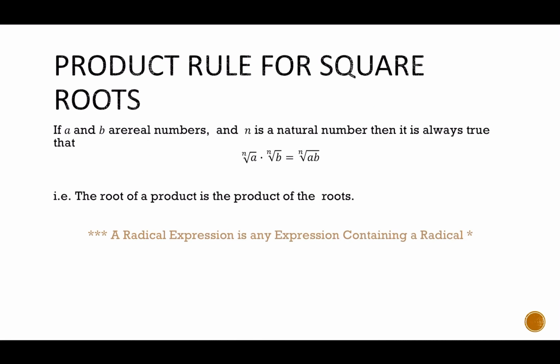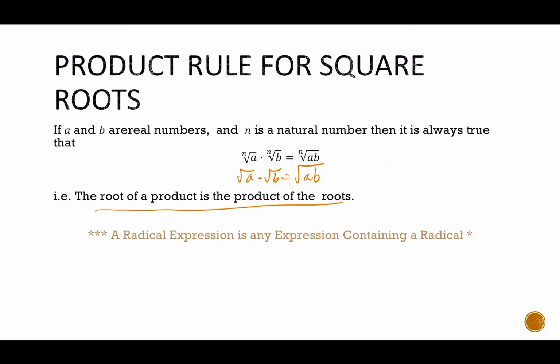Next, we need to know the product rule for square roots. So if a and b are real numbers, and n is a natural number, here we're using the square roots. If I take the square root of a times the square root of b, that's going to be the square root of a times b, right? The root of a product is the product of the roots, right?